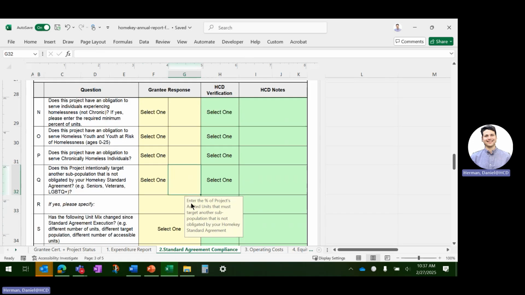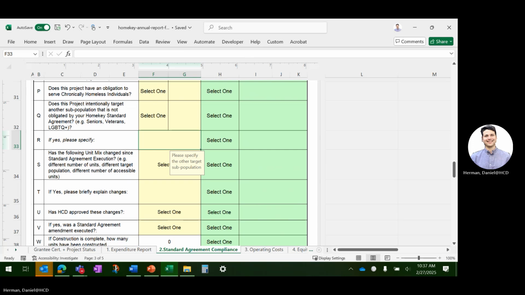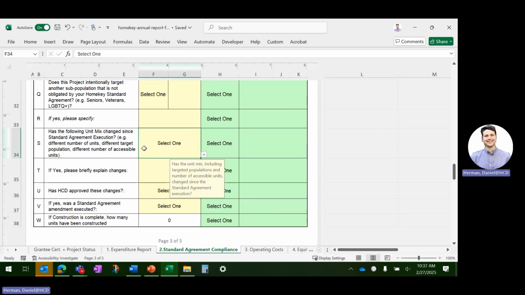So if there's another type of target population, please select yes or no, the percent of those units that need to be restricted. And then in question R, please respond with the type of target population. Then for question S, please let us know if the unit mix has changed since the standard agreement execution.